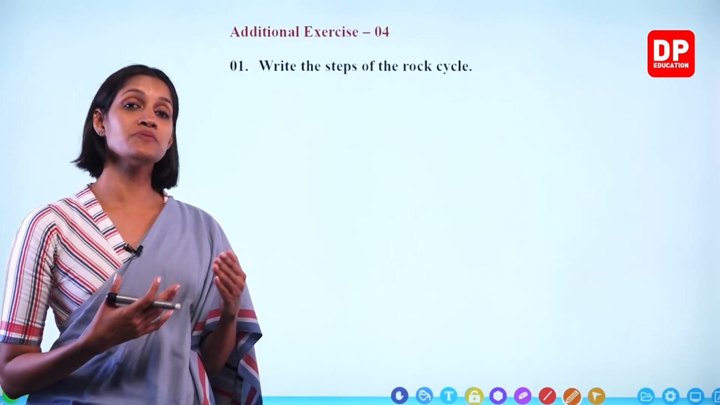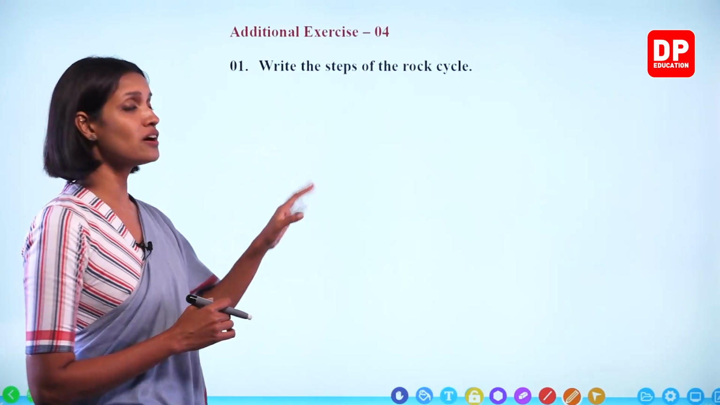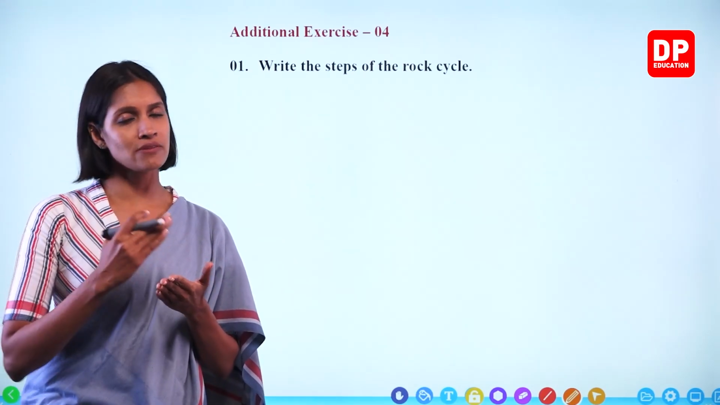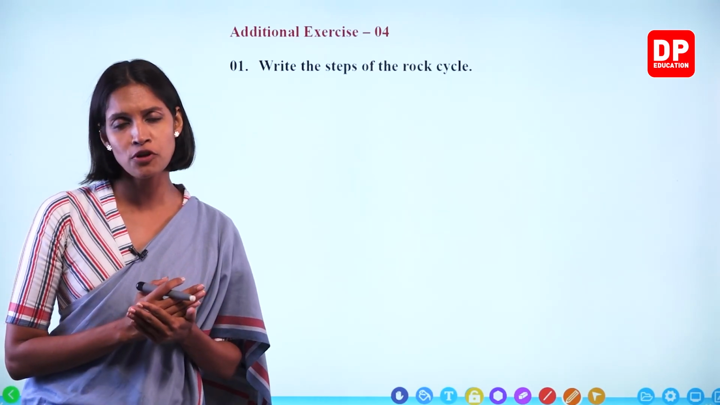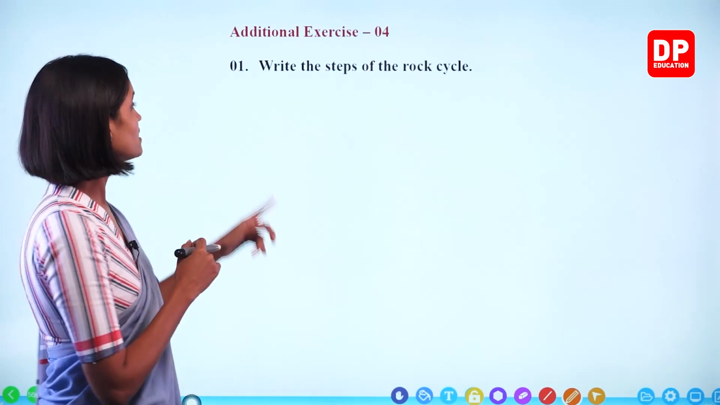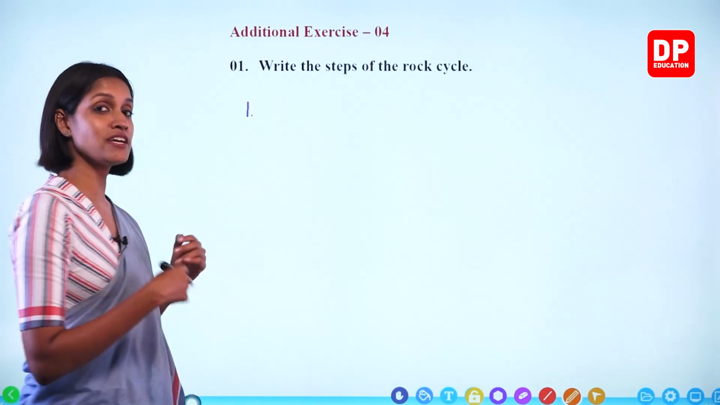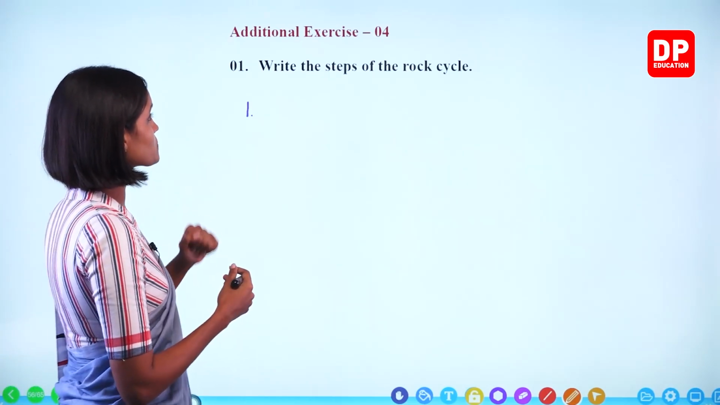So what are the steps? We learn about 4 steps of the rock cycle. So I told you all, always start from one place. Whatever the place you start from, that doesn't matter because it is a cycle after all. Okay, so I will write it the same way I explained during the lesson. Write the steps of the rock cycle.